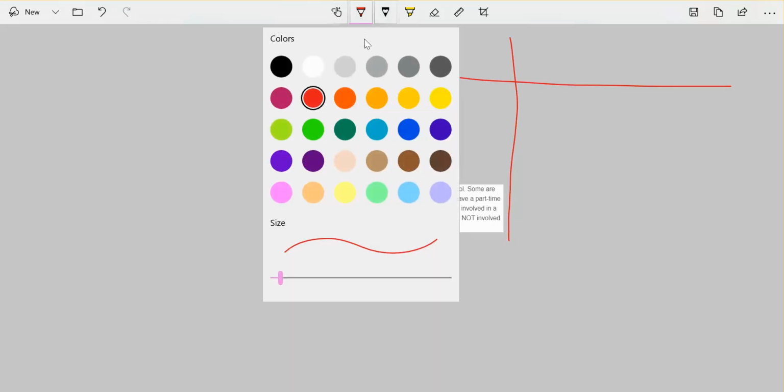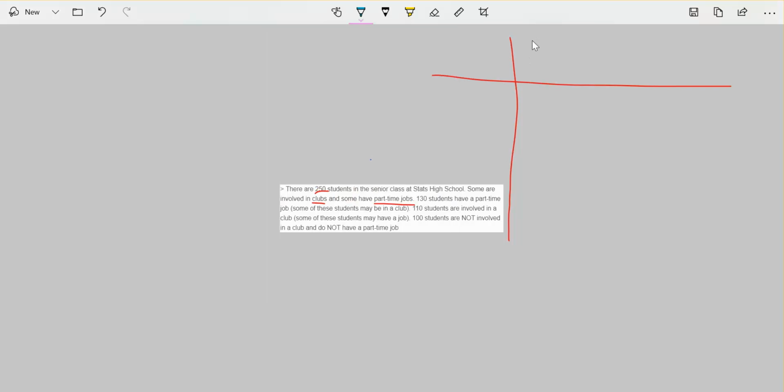So I'm going to make a table over here, and up here I'm going to talk about jobs. We're dealing with how many of them have jobs and how many do not have jobs. And then I always have to have a total column. Okay, so that's that side.